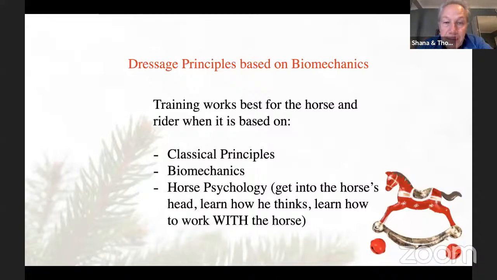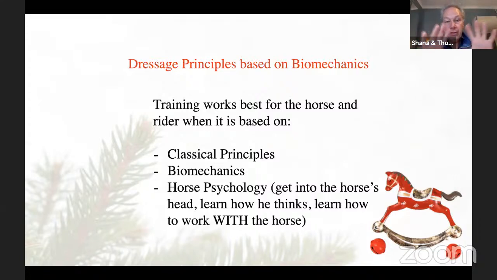And these dressage principles based on biomechanics take the old classical principles that you find in the old masters literature. And these classical principles that have stood the test of time have done so because they're based on the nature of the horse, physics, biomechanics, and psychology, right? And then, of course, we added our own thoughts, our own experiences with the horses that we were working with, right?